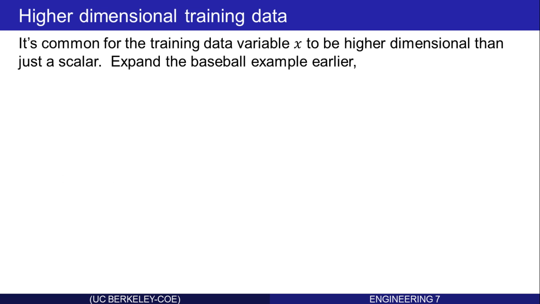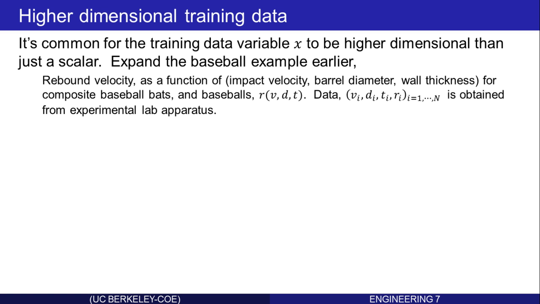Most interesting problems involve higher dimensional training data. What do we mean by that? Well, it's common for the training data variable x to be higher dimensional than just a scalar. Let's expand on the baseball example earlier. Rather than thinking of the rebound velocity as just a function of impact velocity, it's a function of impact velocity, barrel diameter, and wall thickness for a collection of composite baseball bats that otherwise have the same designs.